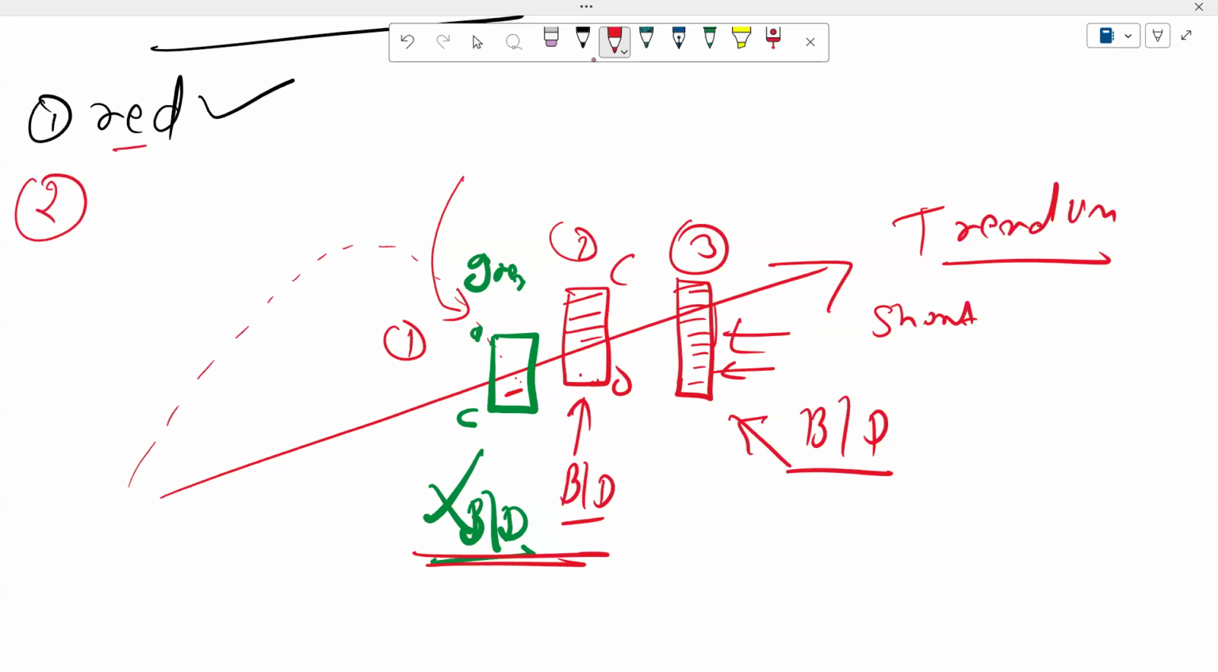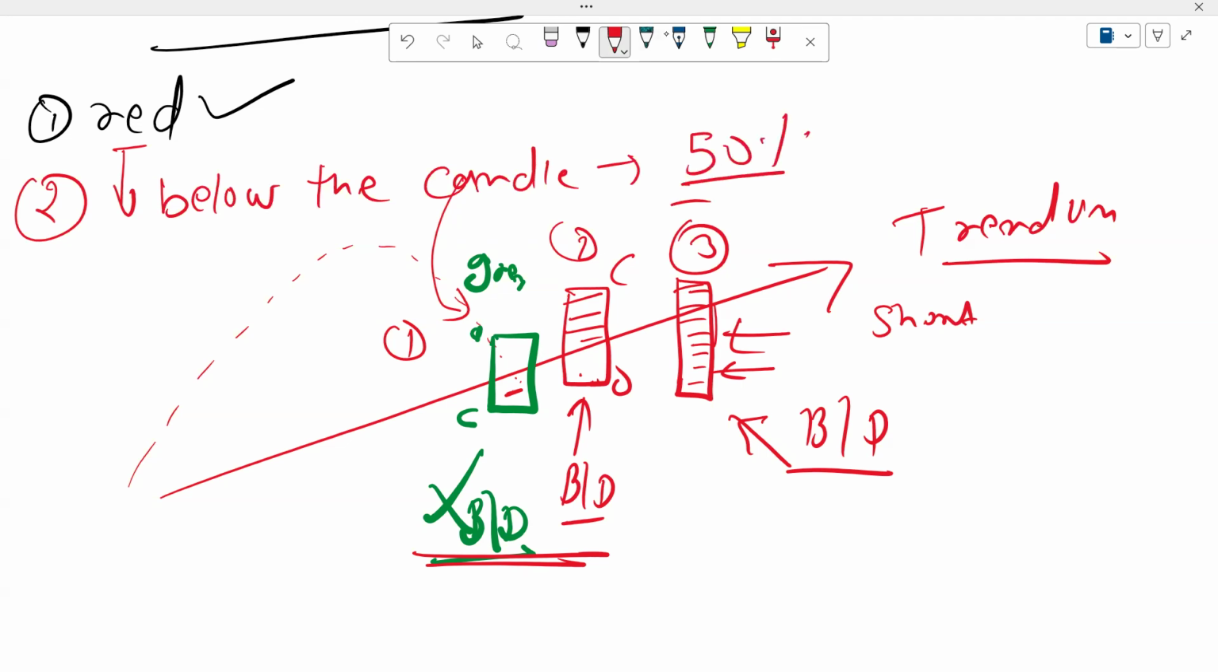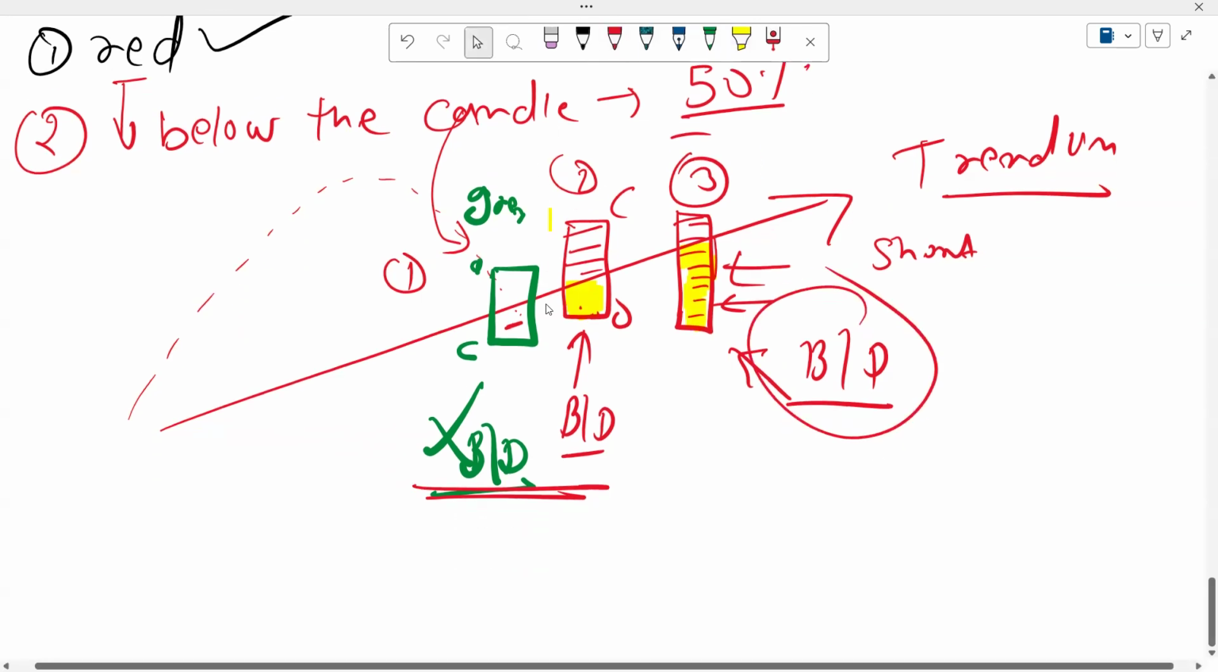Number two, if it is a red candle, majority of the candle should be below the trend line. Majority of candle area means at least 50% area. You see this area, this is very less area. Majority of the area is above the trend line, and see this area, majority of the candle area is below the trend line. That's why this is a breakdown candle. Get it? Right? Anyone have any doubt?